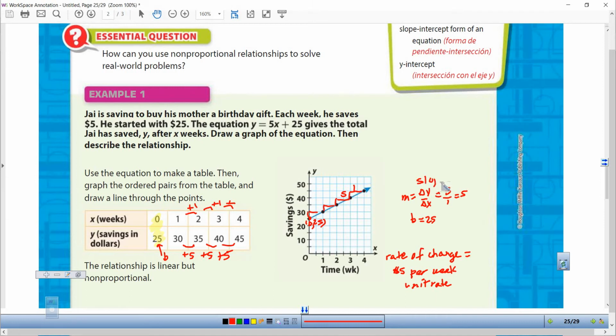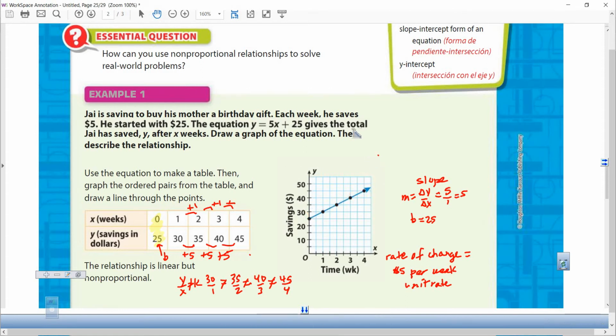That is our slope. What's different now than before? Remember before we had y divided by x was equal to a constant? Well, if you take a look now, we have 30 divided by 1, we have 35 divided by 2, we have 40 divided by 3, we've got 45 divided by 4. Those are no longer equal, right? They aren't the same. So y divided by x is not a constant. So this is not a proportional relationship.